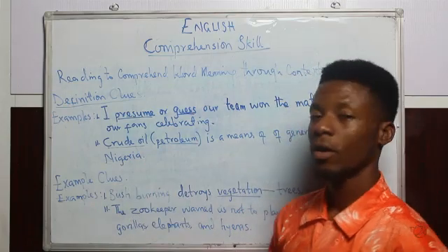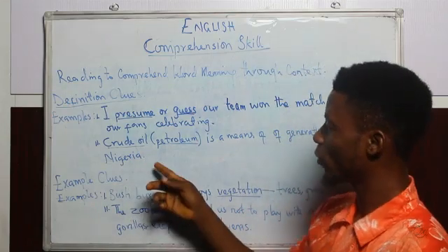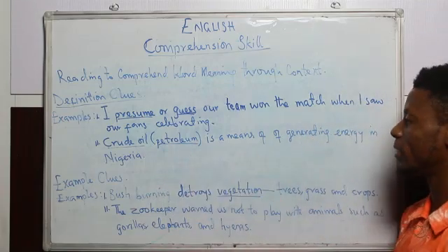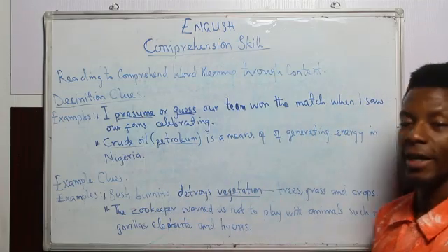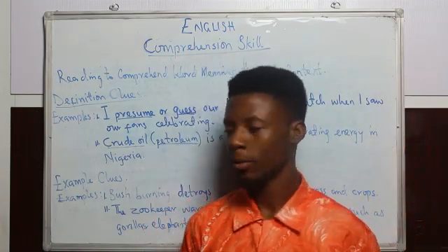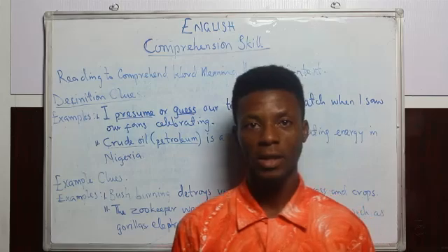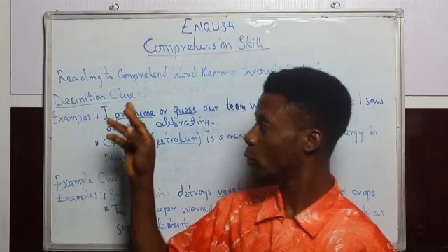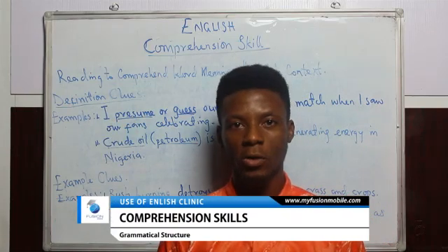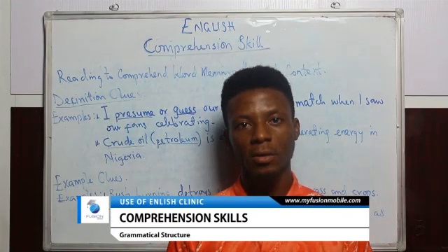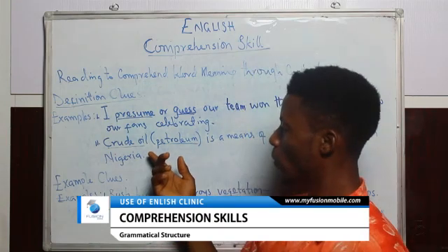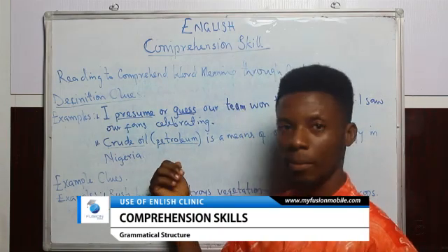The second example says crude oil, in brackets petroleum, is a means of generating energy in Nigeria. Crude oil can also mean petroleum, and just as we said in the explanation of what we mean by definition clues, we said a writer could highlight them by using punctuation marks and brackets. So crude oil also means petroleum.